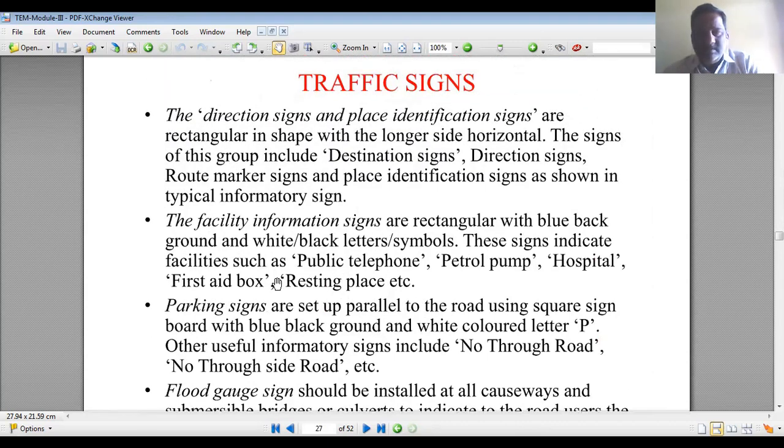The facility information signs are rectangular with a blue background and white or black letters or symbols. These signs indicate facilities such as public telephone, petrol pump, hospital, first aid box, resting place. So these are all the facilities which are provided to road users when we are on a journey. Prior information has to be given to road users when you are traveling in a car, vehicle, or bus. So, to know the exact location from your point of journey, these signboards are useful.